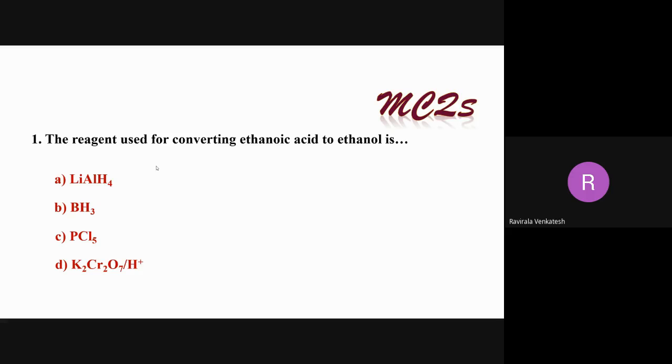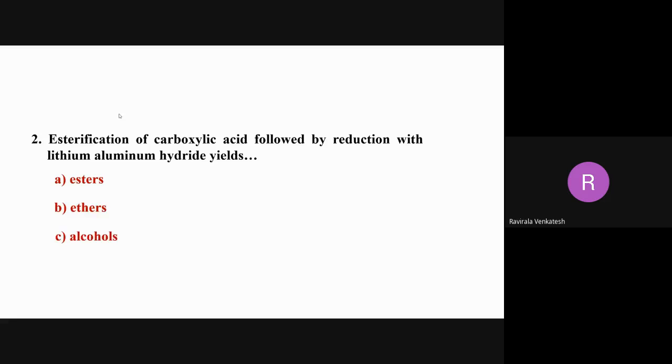We give the name for this one. The reagent used for conversion of ethanoic acid, just now there is no need for this actually, because we'll discuss it later. This is also not needed actually.